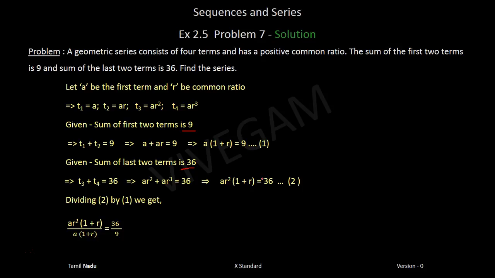Now if you look at these two equations, 2 divided by 1 will cancel off this (1 plus R). And A will also get cancelled. Then you will be left with R squared, which means you can calculate R. So dividing 2 by 1, you get AR squared into (1 plus R) divided by A into (1 plus R), okay, equal to 36 divided by 9. So as I explained, this and this will get cancelled. A and A will get cancelled. So you'll be left with R squared on the left hand side. And 36 by 9 is 4.